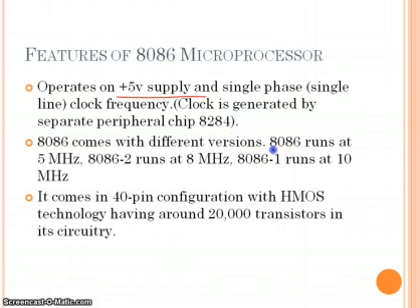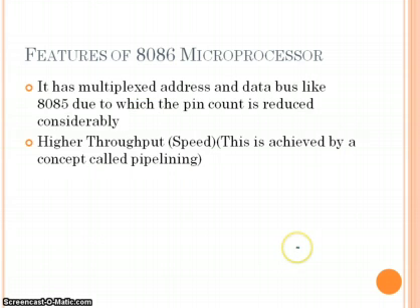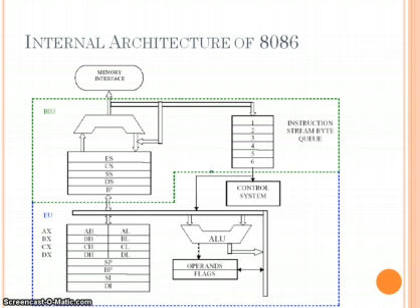It comes in different versions like 8086, 8086-2, 8086-1, which are used with different clock frequencies of 5 MHz, 8 MHz and 10 MHz. It comes in a 40-pin configuration with HMOS technology. It has address and data lines multiplexed together to reduce the pin count of the 8086. It supports pipelining, that is, a multiprocessing environment is also possible within this microprocessor.